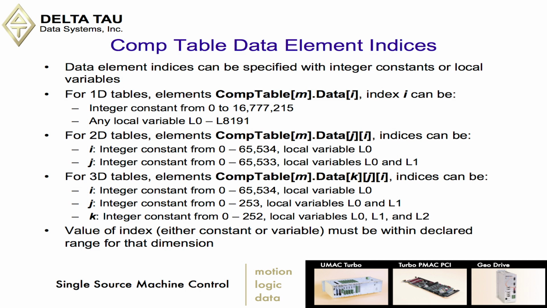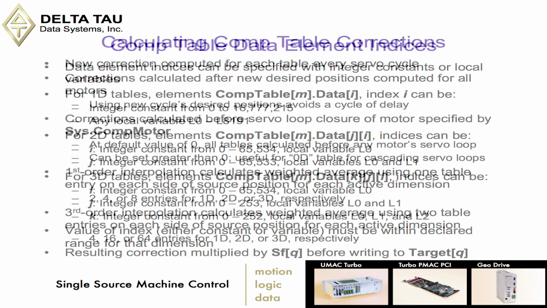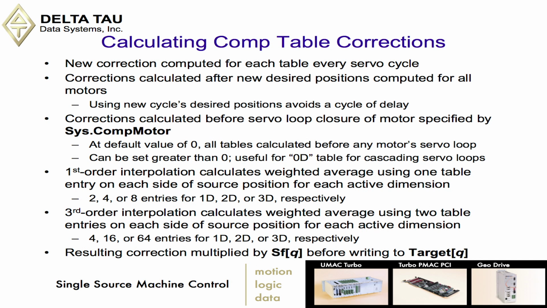And the value of the index must be within the declared range for that dimension. Remember, we set that up in an earlier structure element. So basically, the new corrections are computed every servo cycle.